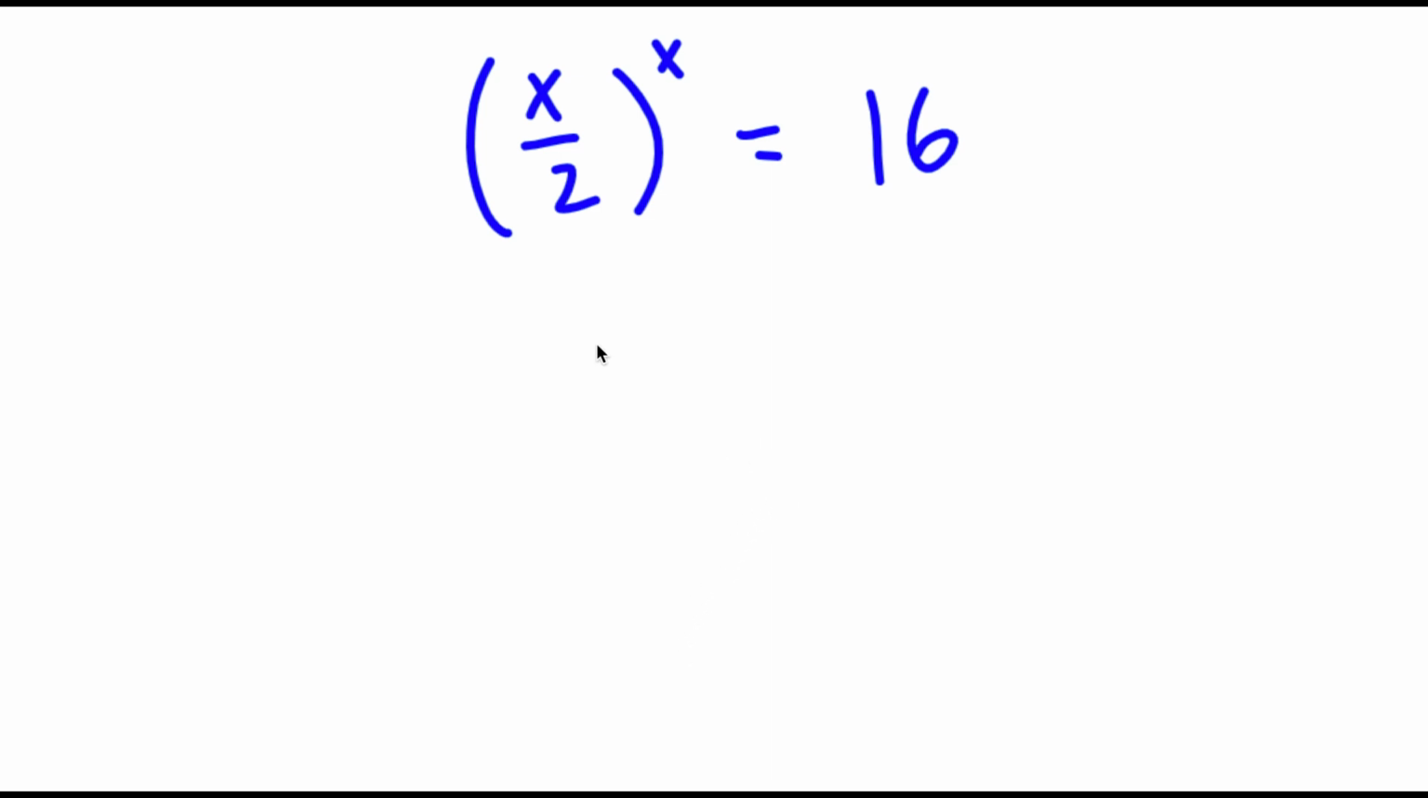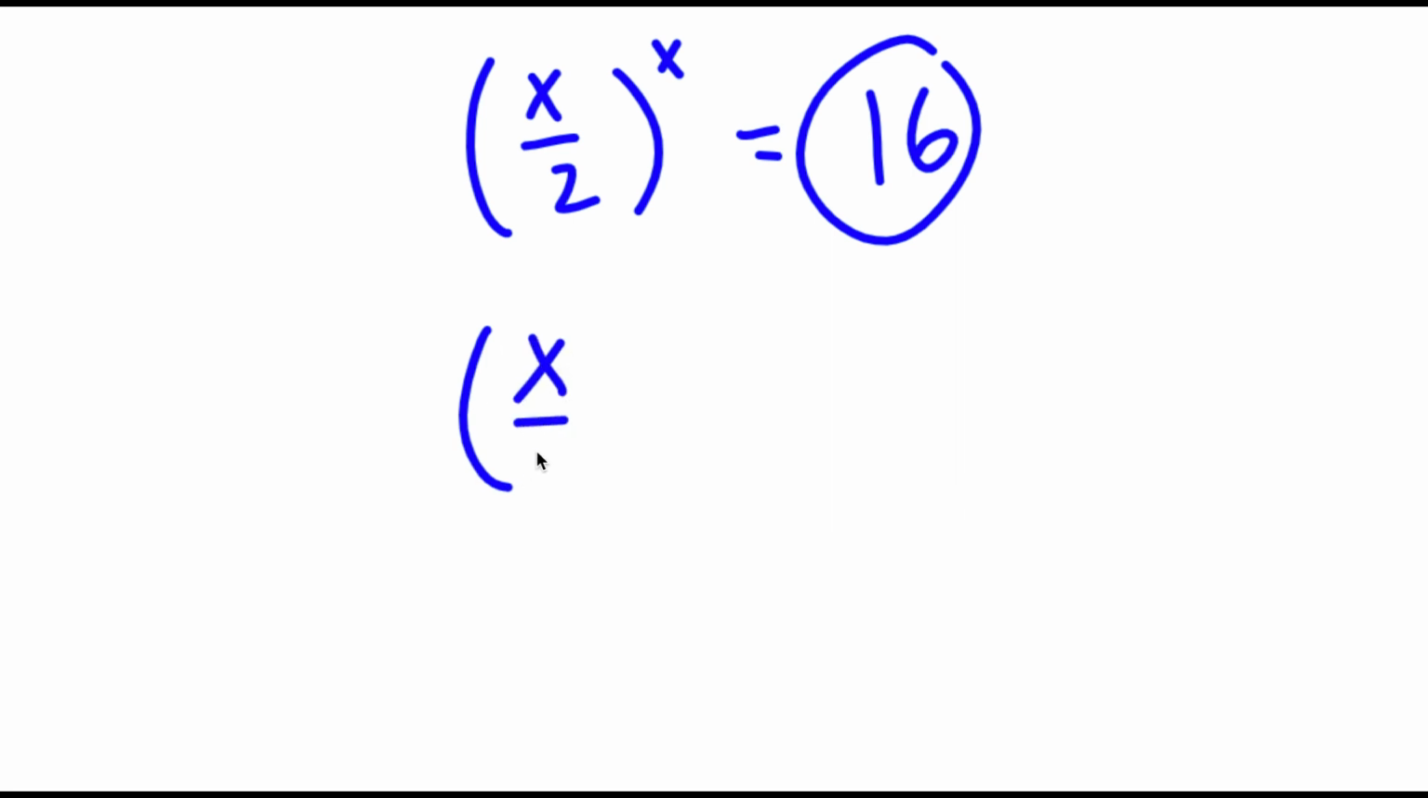Alright, so in this problem, I have x over 2 to the power of x is equal to 16. To solve this, I'm going to first start by rewriting 16 here as 2 to the power of 4. So now I have x over 2 to the power of x is equal to 2 to the power of 4.